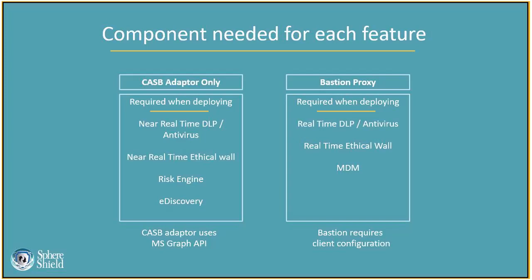So what we have here is a slide showing you which features require which components. If you're okay with near real-time DLP or antivirus and near real-time ethical wall, and you want to enjoy the risk engine and eDiscovery, all of these can be done by the adapter only. But if your company policy requires real-time DLP and antivirus and real-time ethical wall and later on the MDM, this requires the bastion proxy to be included in the topology.